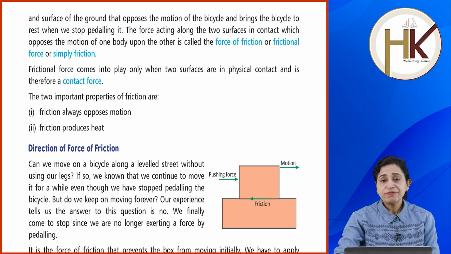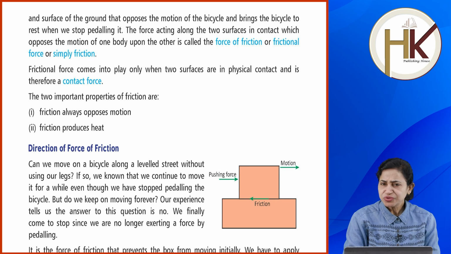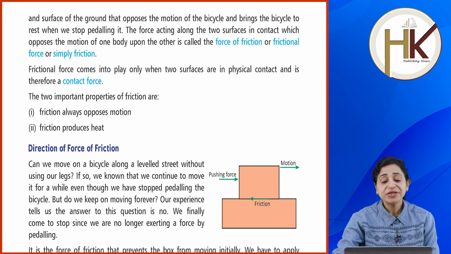Direction of force of friction. Can we move on a bicycle along a leveled street without using our legs? If so, we know that we continue to move for a while even though we have stopped pedaling the bicycle. But do we keep on moving forever? Our experience tells us that the answer to this question is no. We finally come to a stop since we are no longer exerting a force by pedaling.